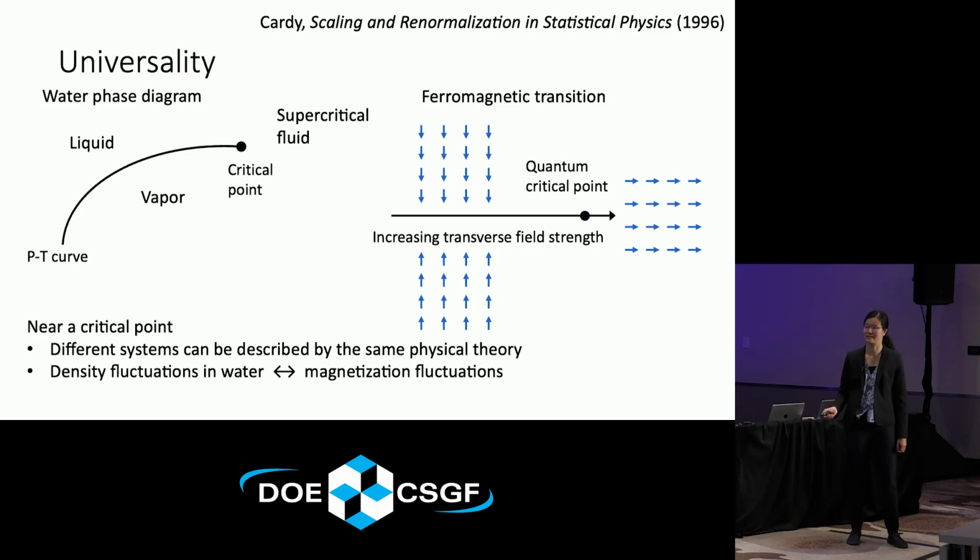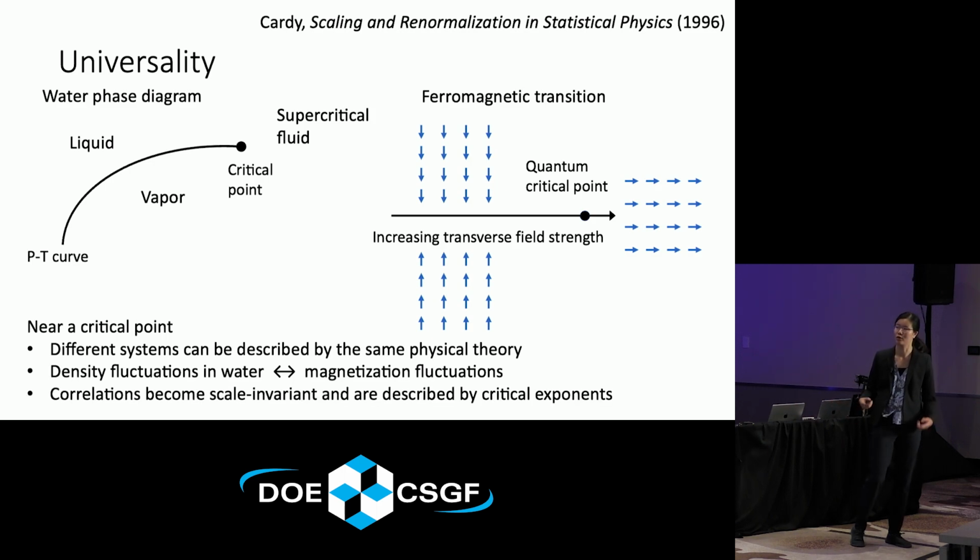In StatMech, at least, different systems can be described by the same physical theory near criticality, and this idea is called universality, which is one of my favorite ideas in physics. And basically, once you're near these critical points, the density fluctuations in water in this theory are analogous to the fluctuations in the magnetization in the quantum phase transition. And moreover, another crucial feature of these critical points is scale invariant behavior, just like a fractal, where correlations in the density or correlations in magnetization can be described by critical exponents.